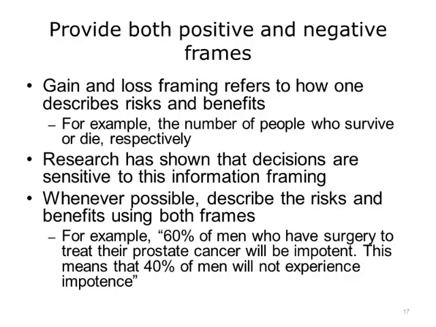Framing effects can be offset by preparing participants with questions to help them identify factors relevant to their decision-making. The addition of visual aids to natural frequency information has also shown to reduce the effect of possible framing. Whenever possible, describe the risks and benefits using both frames. For instance, 60% of men who have surgery to treat their prostate cancer will be impotent. This means that 40% of men will not experience impotence.